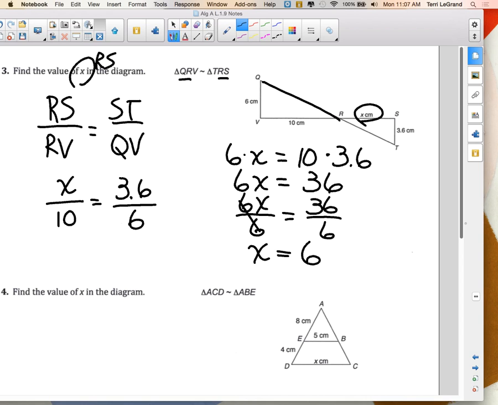Either cross products or you come up with another way that works every time. And in the end, we should get the same value for X, and then we all need to give it a label. So, what's our value for X? 6. Okay. Or what were the sides measured in? Centimeters. So this would be 6 centimeters. Okay, questions on that one at all?